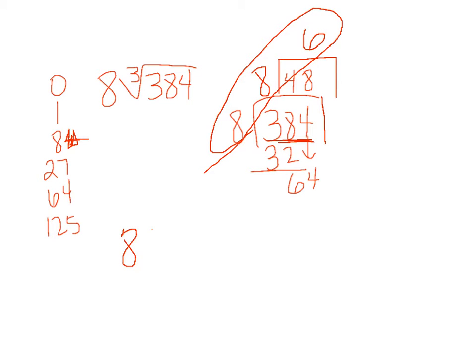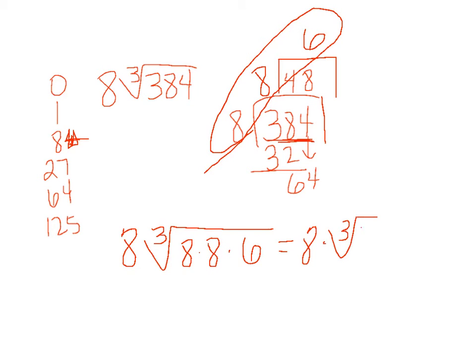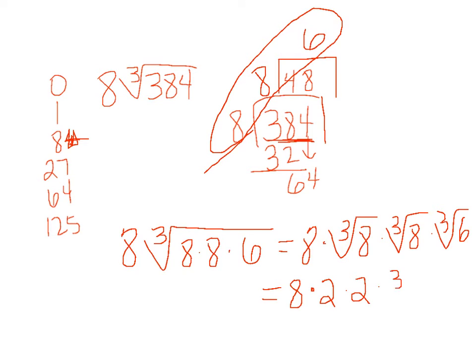So we have 8 times the cube root instead of 384. I'm just going to rewrite my decorations on my cake. And then I'm going to bust everything apart. So my 8 stays the same. And then I have the cube root of 8 times the cube root of 8 times the cube root of 6. My 8, again, stays the same. And now I know the cube root of 8 is really just the number 2. And I've got 2 of those. And then I still have the cube root of 6. There is no perfect cube factor of 6, so I can't simplify that any further.